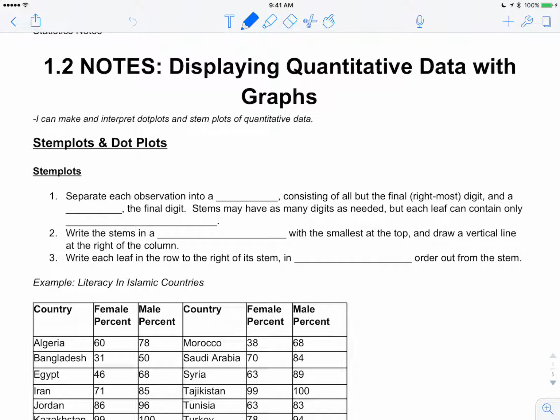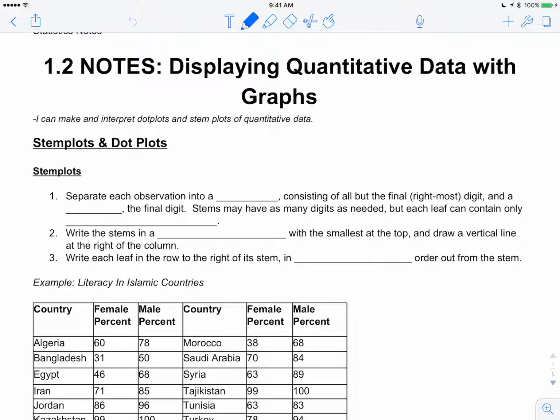First, I can make and interpret dot plots and stem plots of quantitative data. Stem plots and dot plots, something you most likely have done before, but if you haven't, this is a good review. Or if you have, it's a good review. If you haven't, it's pretty basic in terms of how to order numbers. But if you have never seen it before, it might be difficult to actually go ahead and read from it.